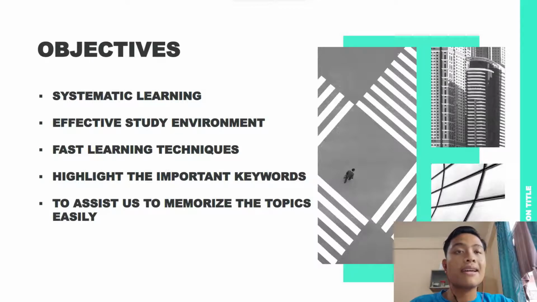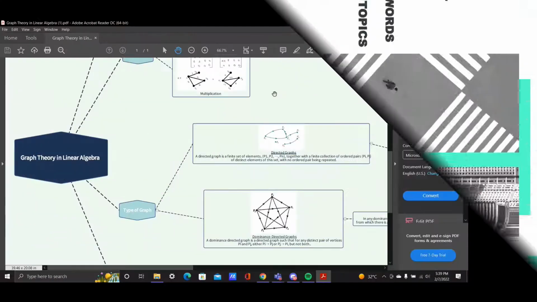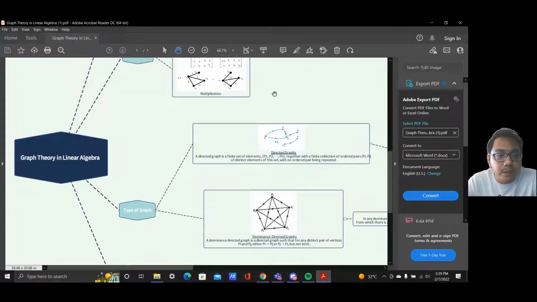Next, a mind map highlights the important keywords, which helps us to see the structure of a subject, the important facts and how they are linked. Finally, a mind map can assist us to memorize the topic easily. Now I will be demonstrating the mind map of graph theory in linear algebra.